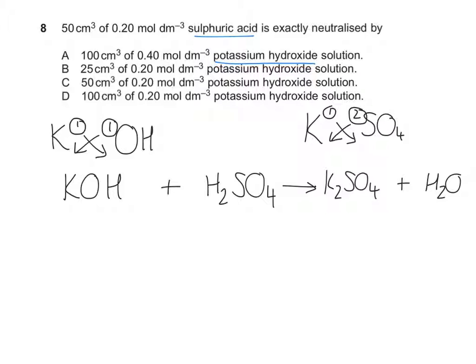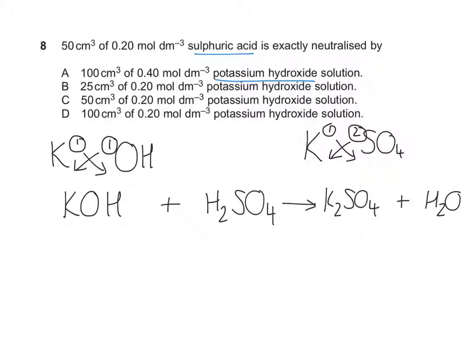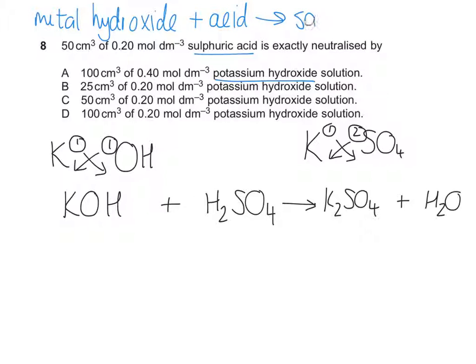reacting with an acid. So metal hydroxide plus acid gives us a salt plus water. Or you can think of it as a neutralization reaction is obviously an acid plus an alkali giving us a salt plus water.